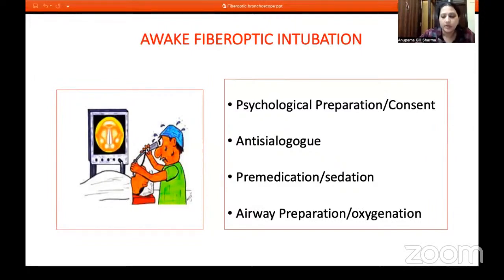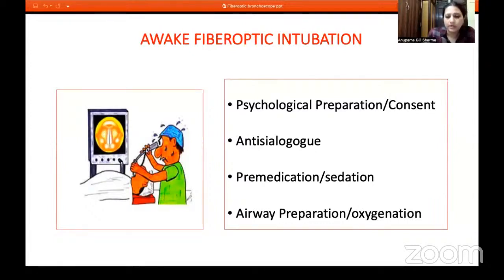Then is the antisialagogue. Antisialagogues are typically used if there's no contraindication. It will decrease the mucus production and the secretions, and would give a good field of vision. Typically, what we use here is glycopyrrolate 0.1 to 0.2 milligram, which can be given half an hour before intramuscularly, or even IV before the procedure. Other options are atropine and scopolamine.